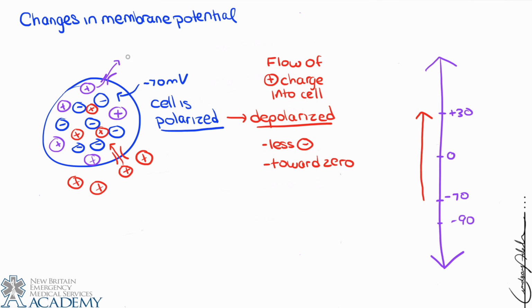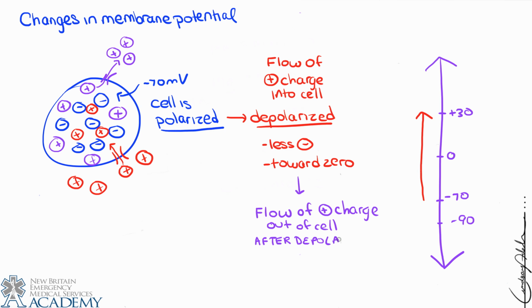Now let's say that we had another ion channel in the membrane for a different ion. Instead of the red ions, we'll move the purple ions, and the purple ions are also positive charge. If the positive charge flows out of the cell after depolarization has occurred, we call it repolarization, or the cell is becoming repolarized. This is basically a return to rest, so we're returning to minus 70 millivolts.